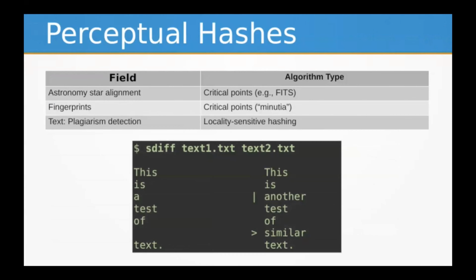Locality-sensitive hashing is often used for matching similar text. A simple example of this is the common Unix diff program. In this example, I have two text files. One says, "This is a test of text." The other says, "This is another test of similar text." The diff program determined that the word "a" was replaced with "another," and the word "similar" was inserted.